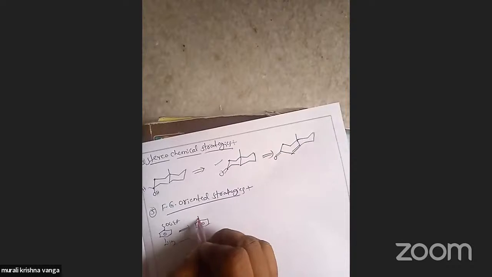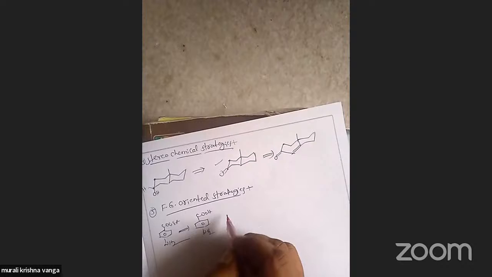Here, the ester and amine undergo functional group interconversion. The ester is converted to carboxylic acid. The amine is converted to nitro, and the carboxylic acid is converted to methyl, giving toluene. So this is the functional group oriented strategy.